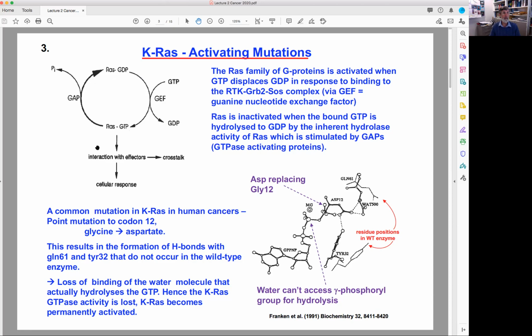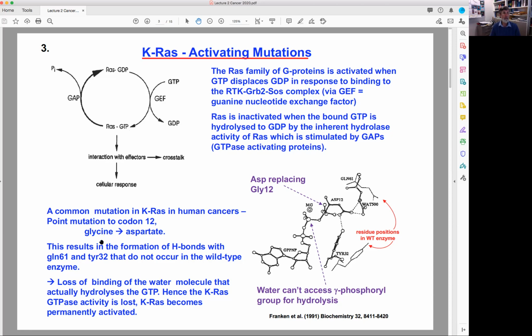So the active form of RAS can then interact with various effectors. There can be crosstalk, but will ultimately bring about a cellular response. So a common mutation in KRAS in human cancers is a point mutation to codon 12. So codon 12 is normally a glycine, but here there's a mutation to give aspartate or aspartic acid. And of course, the amino acids, glycine only has a hydrogen atom as its side chain or R group, whereas aspartic acid has a charged carboxyl group. So they're very different amino acids.